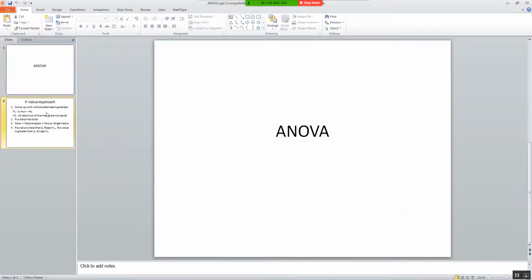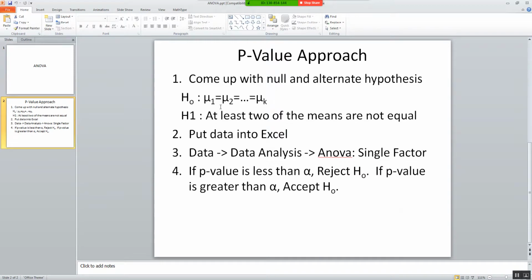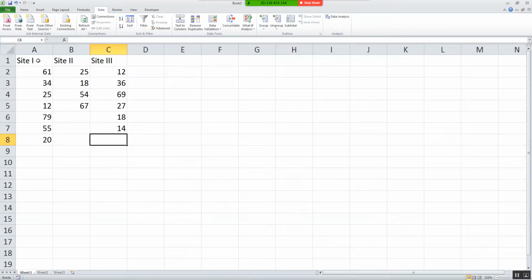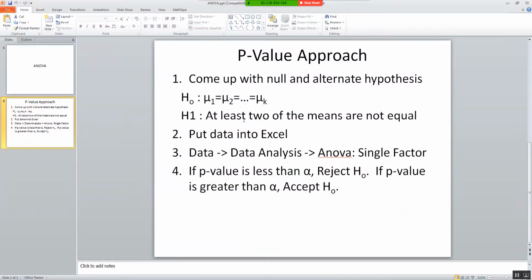Now in general, when we come up with a null and alternate hypothesis, our H naught is always where the population means of all of them are equal to each other. So this would be mu 1 is equal to mu 2 is equal to mu 3. H1 is at least 2 of the means are not equal. Now put data into Excel, we just did that. Then it says do a data analysis, ANOVA, single factor.